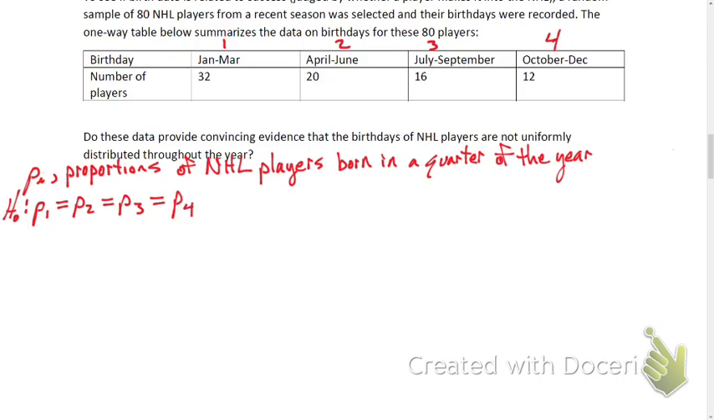And by the way, this is all because of this word right here. We're going to test if they're not uniformly distributed. So we assume they're all equal. We assume that they are all 0.25, and we're going to test to see if at least one is different.